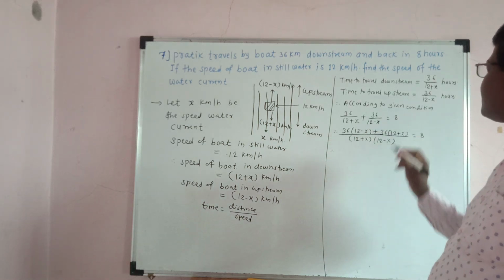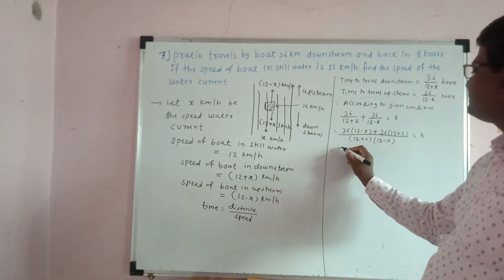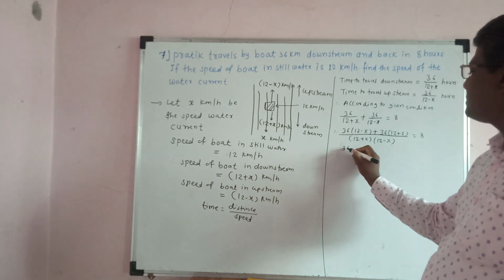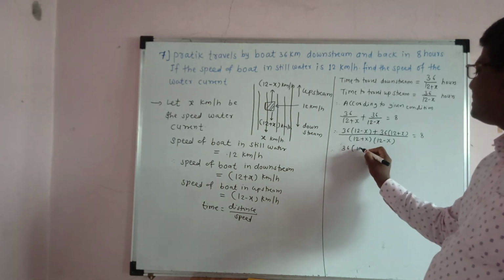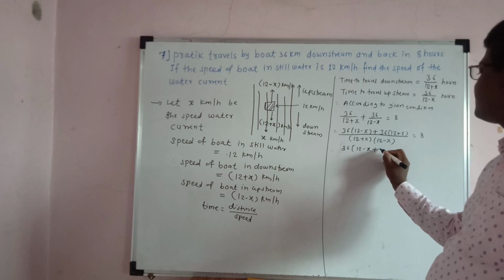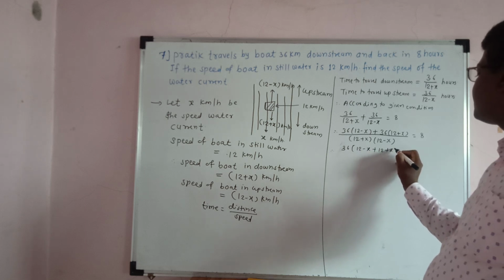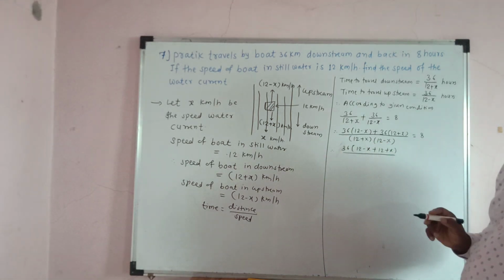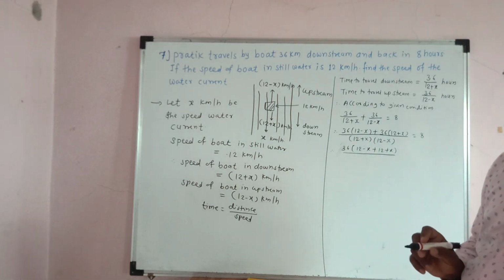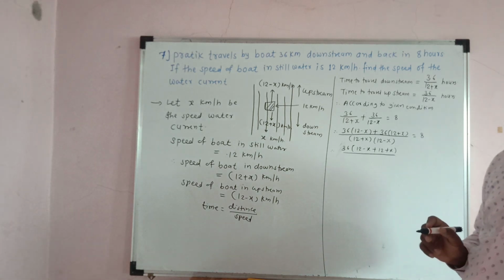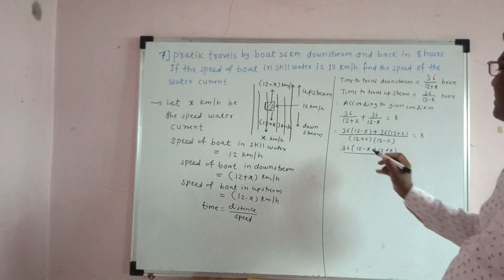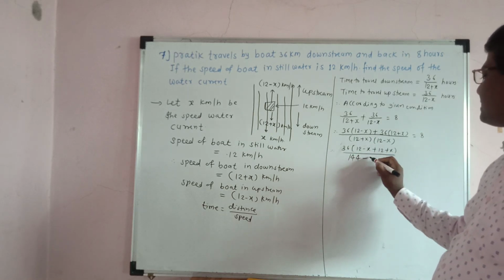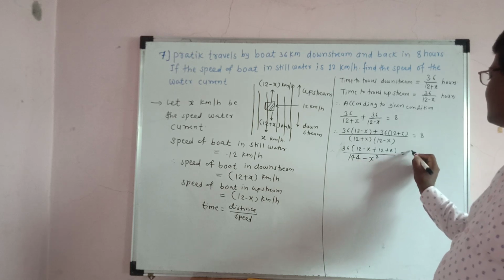Therefore, here we take 36 common. So in bracket it will be 12 minus x plus 12 plus x divided by 12 plus x into 12 minus x. This is in the form of a plus b into a minus b, that is a square minus b square. That is 12 square is 144 minus x square is equal to 8.